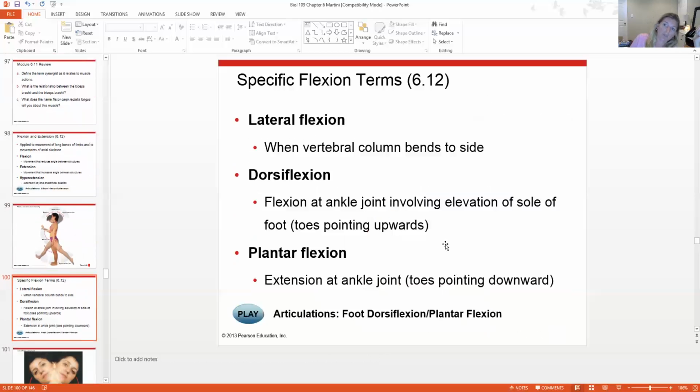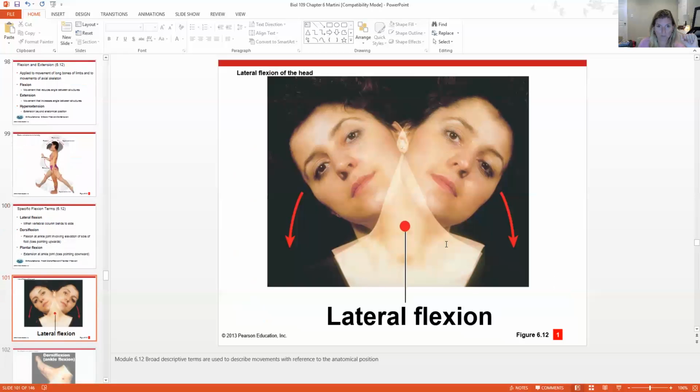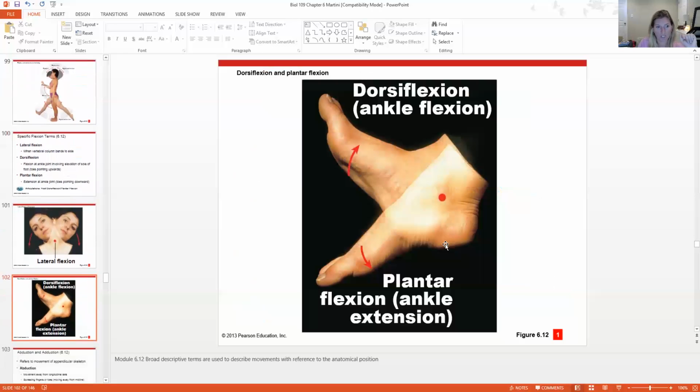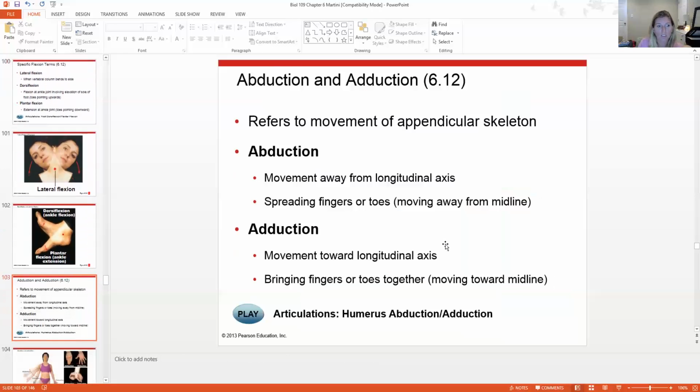There's also lateral flexion, where you bend from side to side, or dorsiflexion and plantar flexion when you refer to your feet. Plantar flexion is toes pointing downward. Dorsiflexion is pointing your toes up towards your knees. Lateral flexion, as you see here, dorsiflexion, plantar flexion.